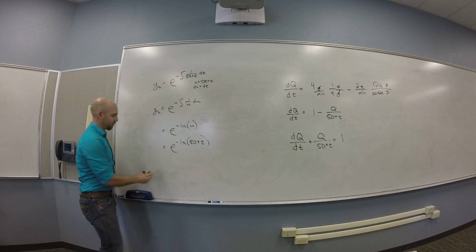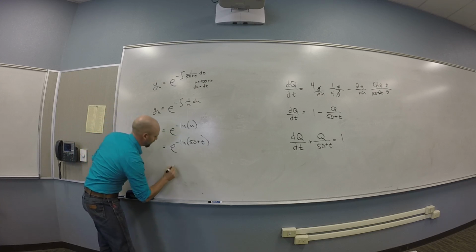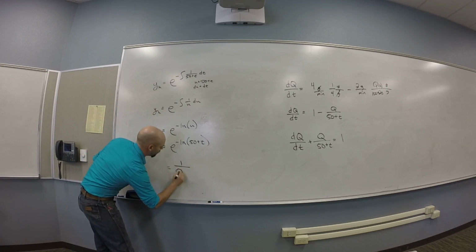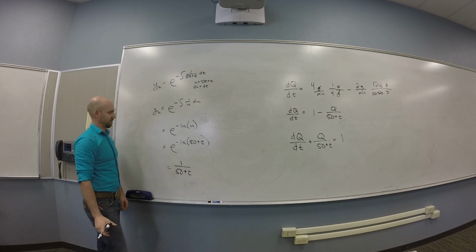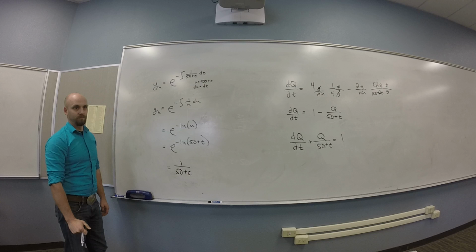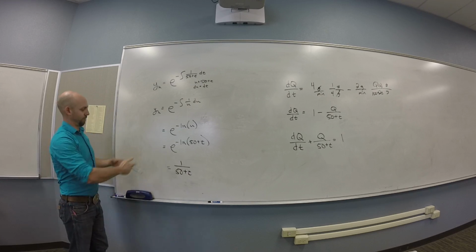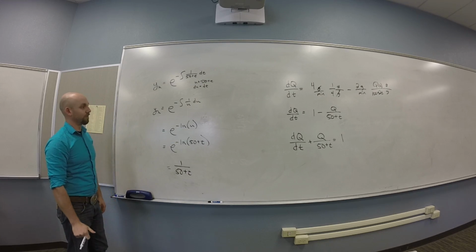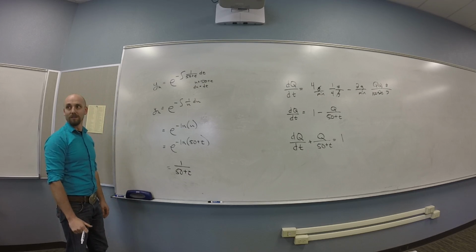Which then becomes 1 over 50 plus t. That's weird. Well, you move the minus sign inside the ln. It just seems strange that I got the same thing I started with. You guys see that?